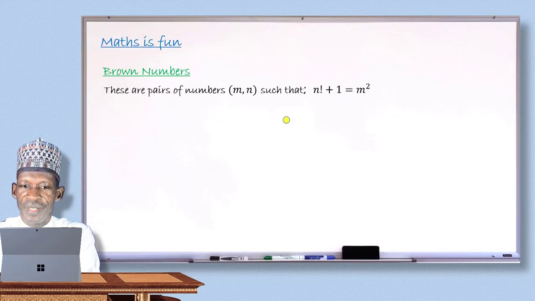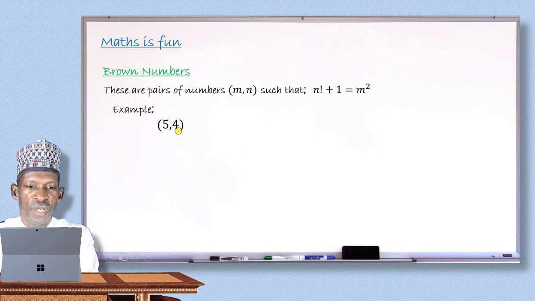Brown numbers are pairs of numbers m and n, such that the factorial of the second number, add 1 to the result, will give you the square of the very first number. Let's just take examples of Brown numbers. 5 and 4, this pair of numbers are Brown numbers. So if that is the case, if I find the factorial of 4 and add 1 to the result, it will give me 5 squared.